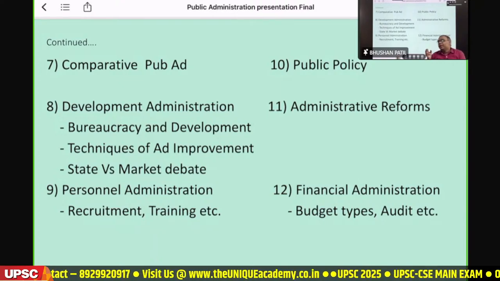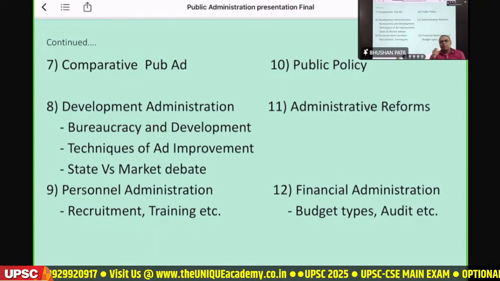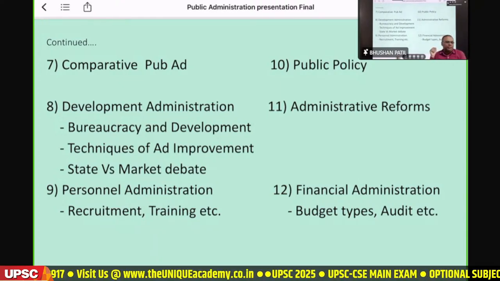Then in development, nowadays there is a controversy of state versus market debate.